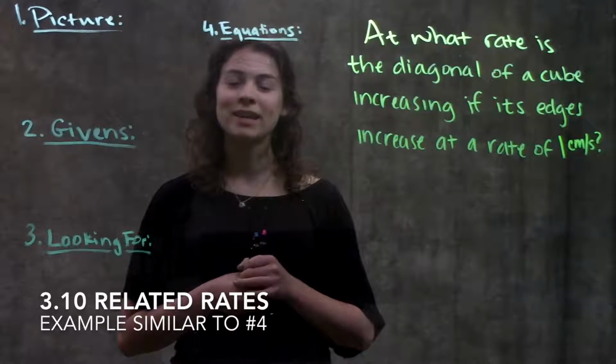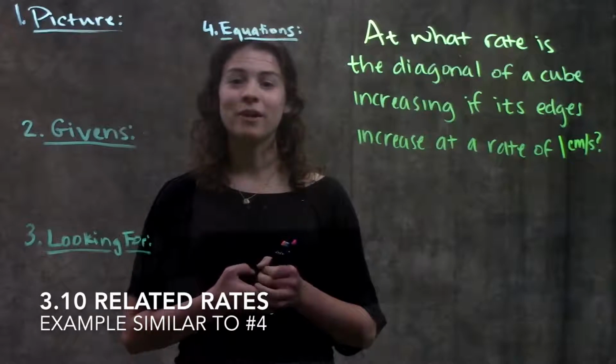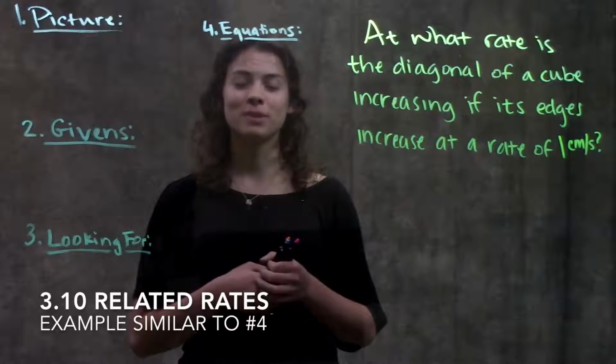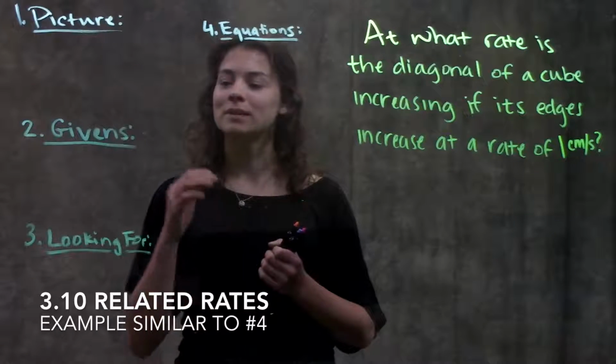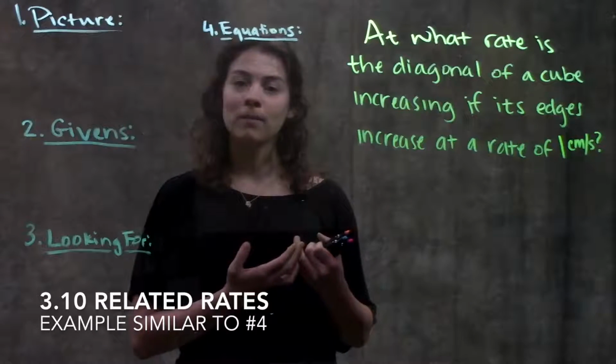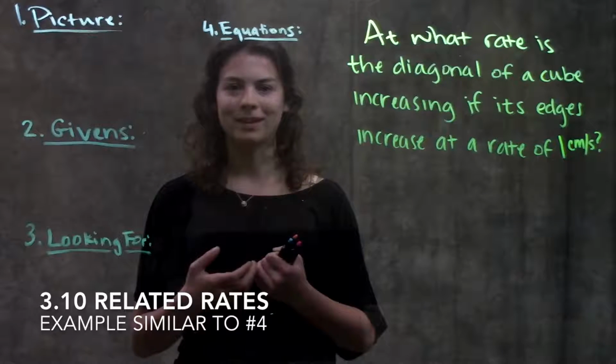This is section 3.10, related rates. So this section is all about word problems. Each word problem looks pretty different from the last one, but as we go through this example problem, we're also going to go through a step-by-step guide of how to go through this problem and really how to go through any other problem in this section.